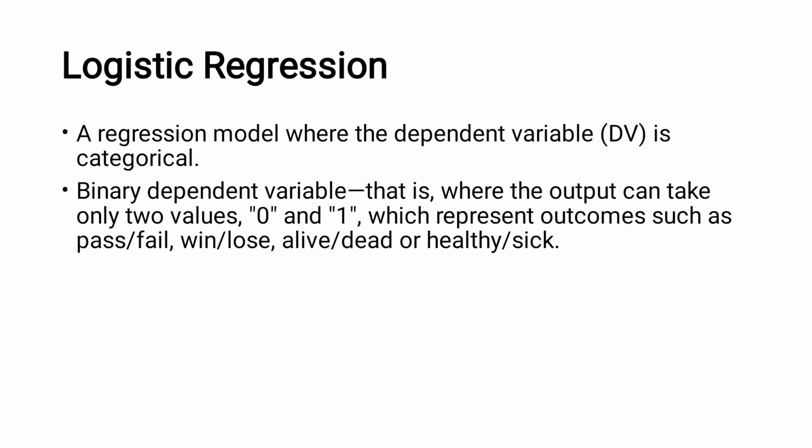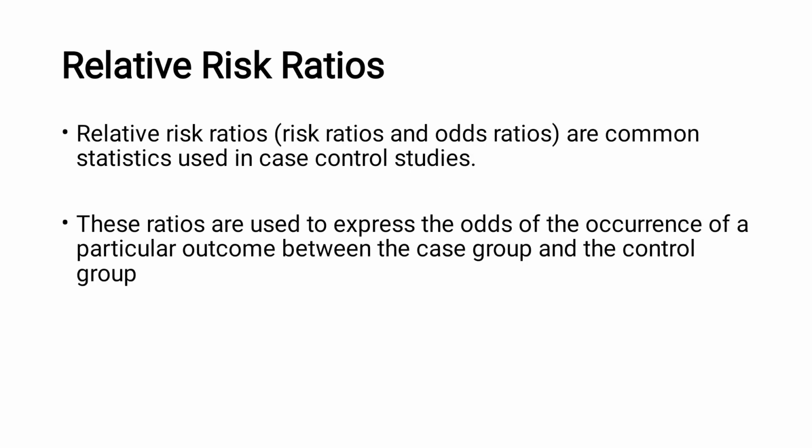Logistic regression is a model where the dependent variable is categorical, meaning the dependent variable has only two possible values: 0 or 1, pass, fail, win, loss, alive, dead, healthy, sick. Healthy and sick, alive and dead are two variables from which we collect data, but these variables have only two outcomes or two values, and they are also known as a categorical variable or binary dependent variable.